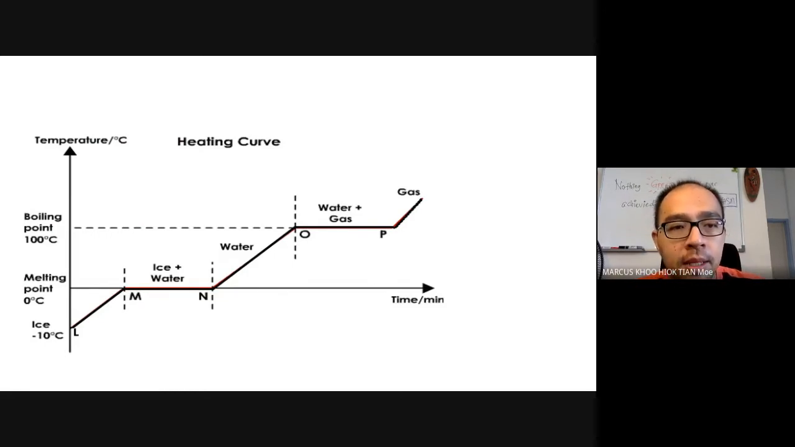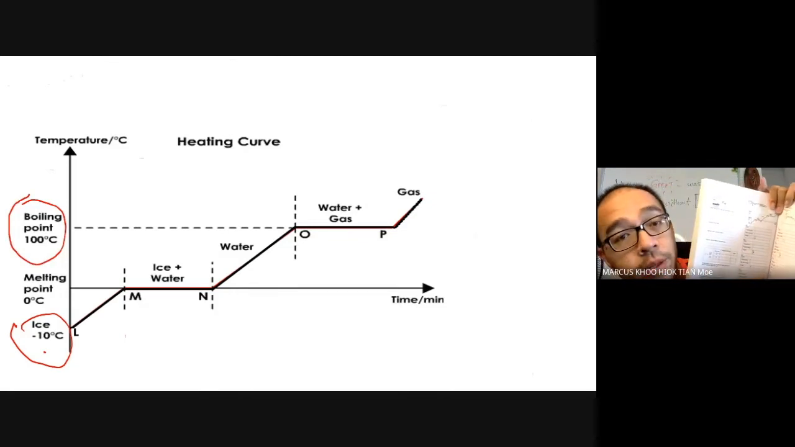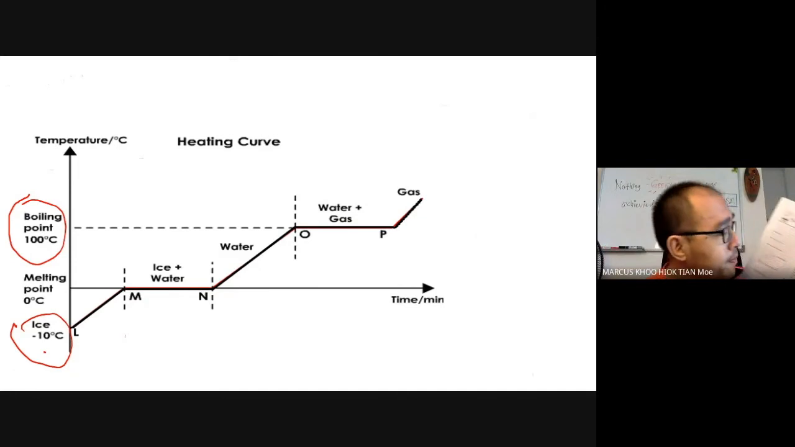Imagine that you have ice. Ice usually, when you start to heat it, will actually not be at 0 degrees. It will actually be less than 0 degrees. And then you want to heat it all the way until the boiling point of water. So in your module, you have all these things that you need to copy down. So be aware of this.